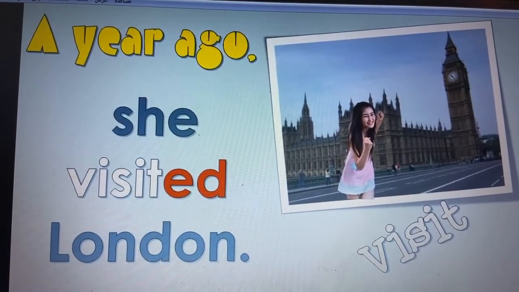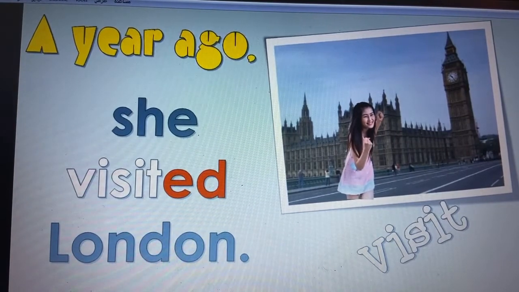So this is our lesson, past simple with regular verbs.